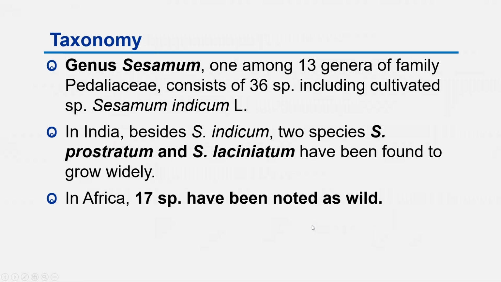Now coming to taxonomy. Taxonomy is basically classification of the plants, and genus Sesamum, one among 13 genera of family Pedaliaceae, consists of 36 species, including the cultivated species, which is Sesamum indicum L. In India, besides Sesamum indicum, 2 species like Sesamum prostratum and Sesamum laciniatum have been found to grow widely. In Africa, 17 species have been noted as wild.